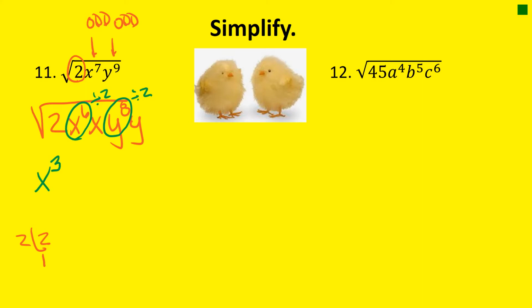6 divided by 2 is 3. 8 divided by 2 is 4. Everybody else didn't make it out. So the 2, the x, and the y stay inside. All right, I'm going to take this 45 and I'm going to hedge it. I'm going to go over here and I'm going to hedge 45.